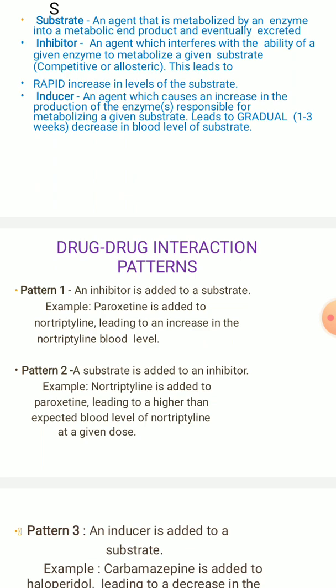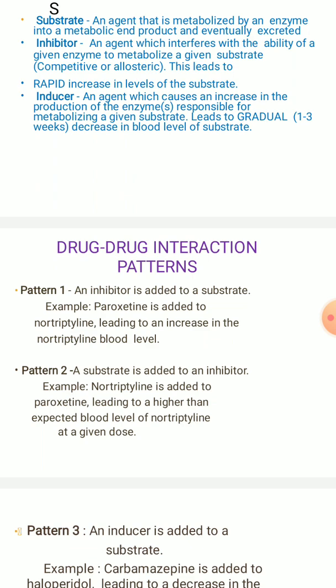In pattern 2, the substrate is added to an inhibitor. For example, nortriptyline is added to paroxetine. So you are adding a substrate molecule, nortriptyline, to paroxetine, that is an inhibitor, which leads to a higher than expected blood level of nortriptyline at a given dose.